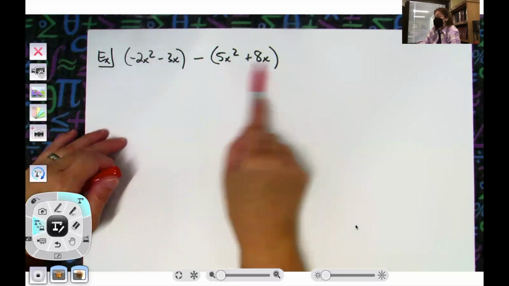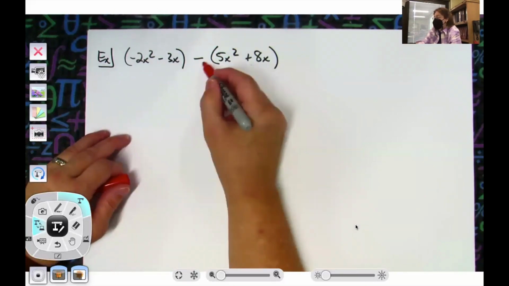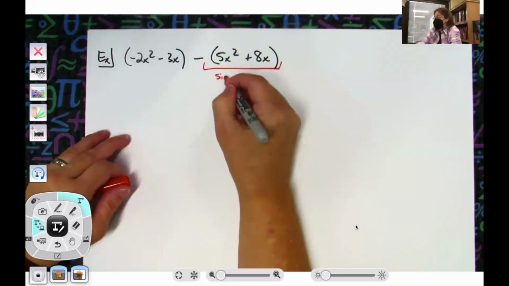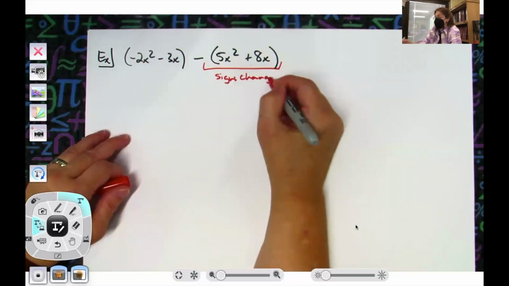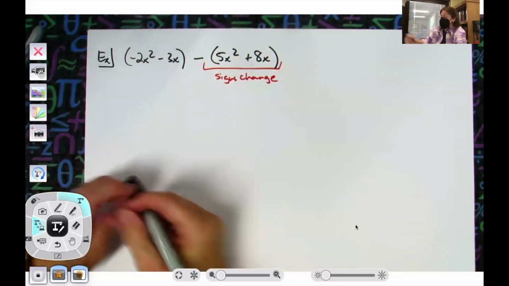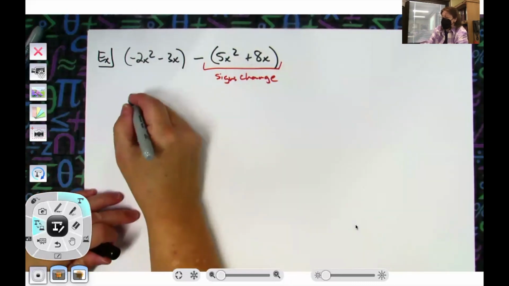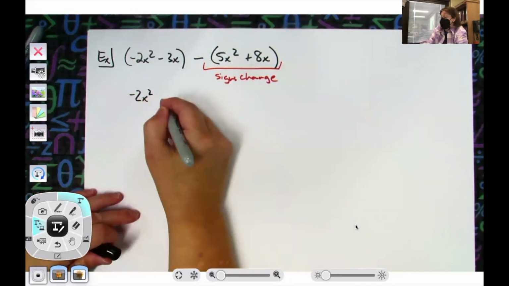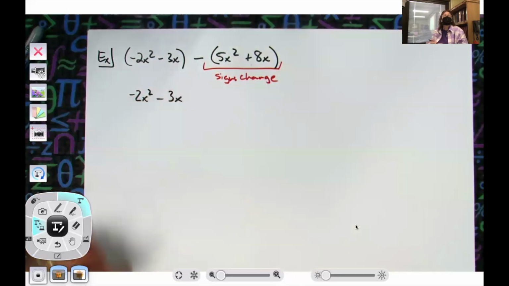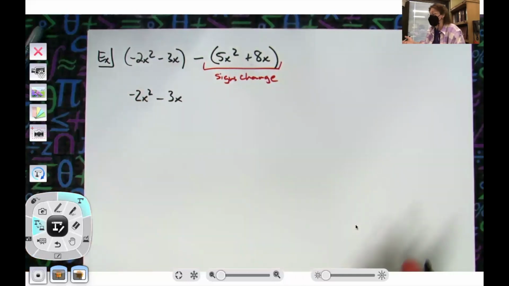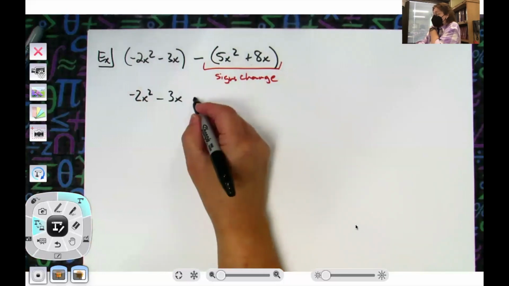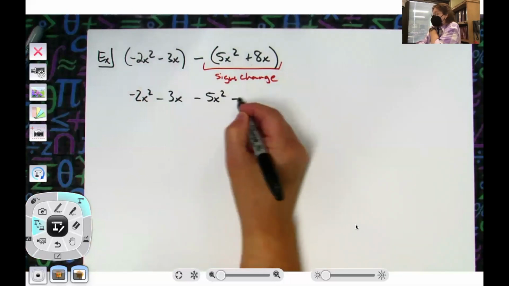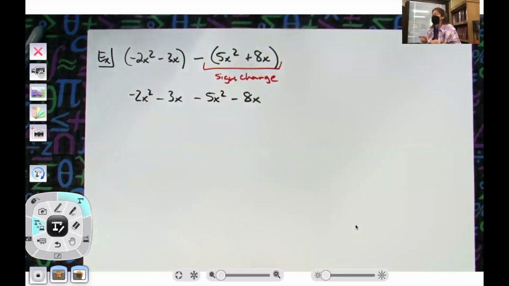But basically, the signs change on this portion right here. So let's just write signs change. Okay, so you should then probably have another line down, -2x squared minus 3x. I'm going to drop the set of parentheses on that first one because I don't really need it at that point. I'm going to go through and change my signs here. Minus 5x squared minus 8x. Okay, drop those parentheses because I distributed that -1.